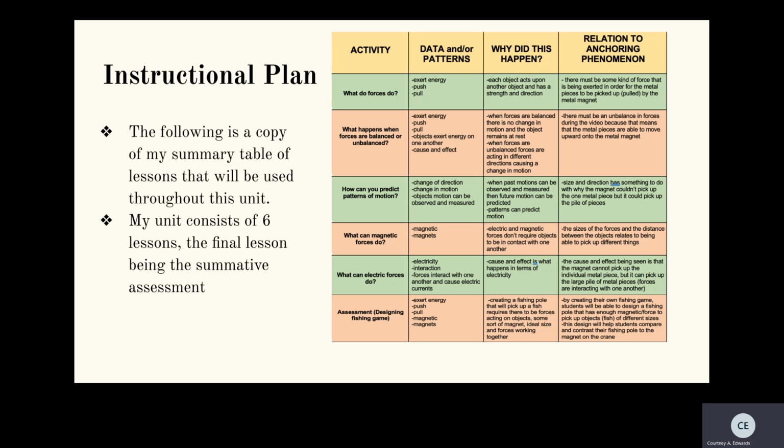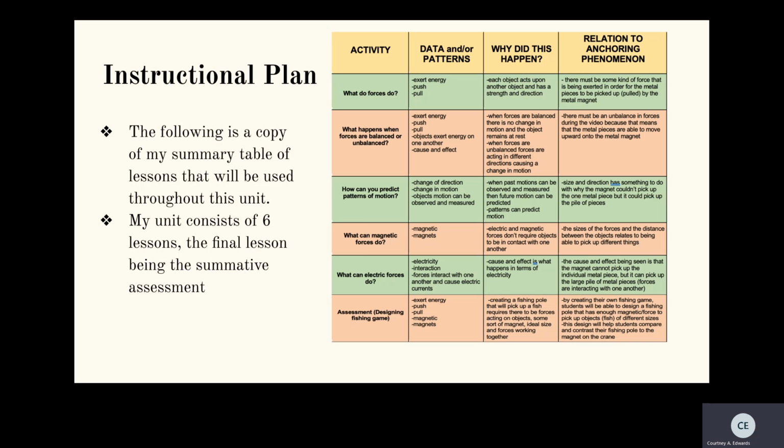So data and/or patterns that will be observed during this lesson are exert energy, push, pull. This happened because each object acts upon another object and has a strength and direction. In relation to the anchoring phenomenon, there must be some kind of force that is being exerted in order for the metal pieces to be picked up by the metal magnet.